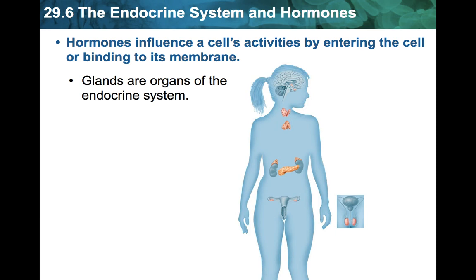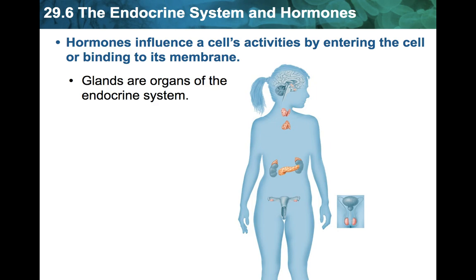So hormones influence a cell's activities by entering the cell or binding to its membrane. We saw the receptors in the other section last week. Remember, those hormones were depicted as little diamond shapes, and then they could fit into receptors that had that diamond shape and cause that cell to do whatever it was meant to do. The wrong receptor is not going to accept the correct hormone. So basically, you have receptors that only accept certain hormones.